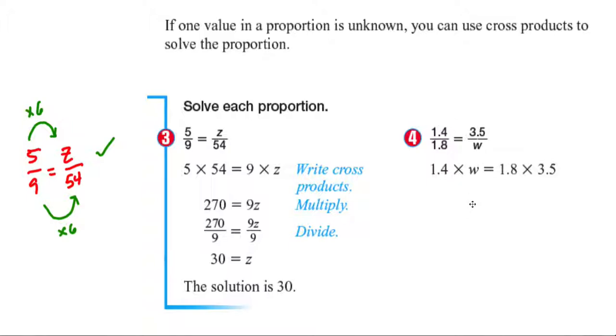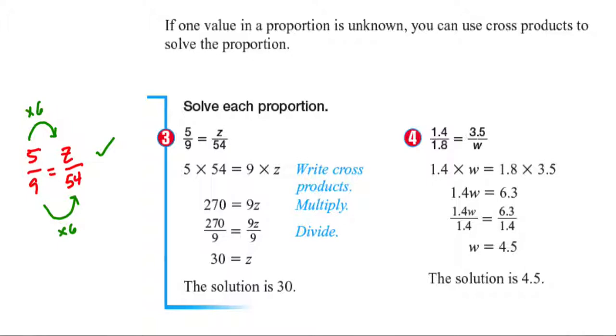So this is what you do. You use the cross products. You now have 1.4w equals 6.3. That's the product of 1.8 and 3.5. Then divide both sides by 1.4 to solve for w. And then after that, w equals 4.5. So the solution is 4.5. The value of w is 4.5.